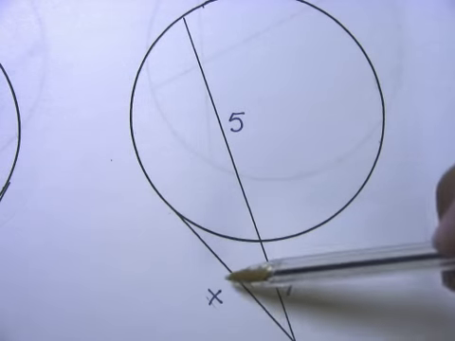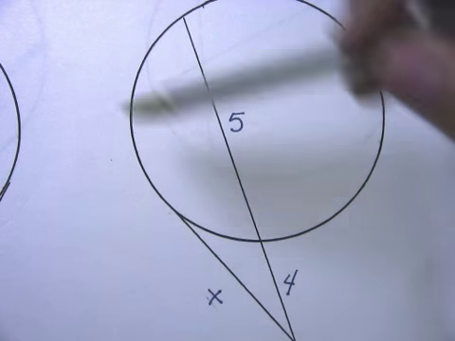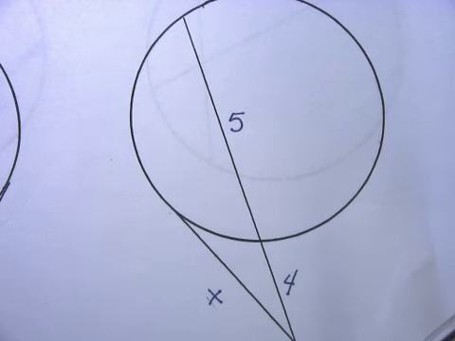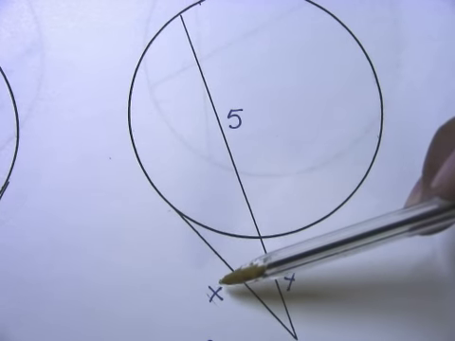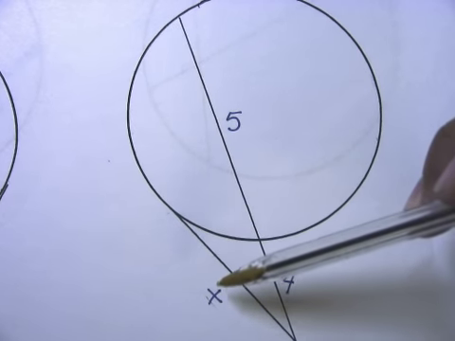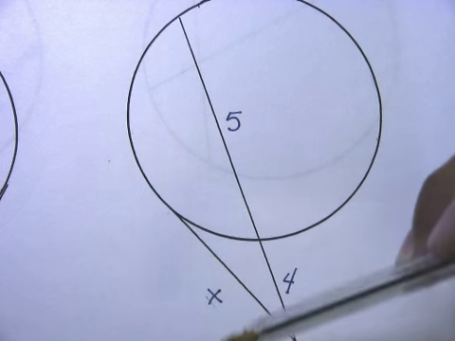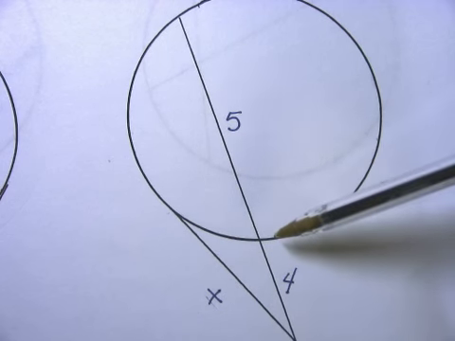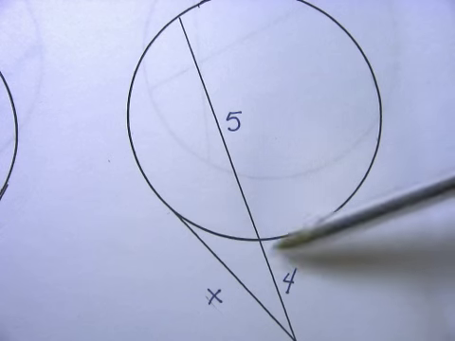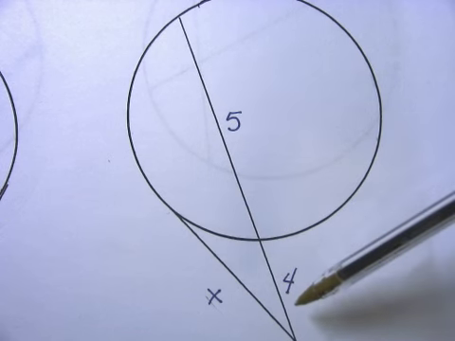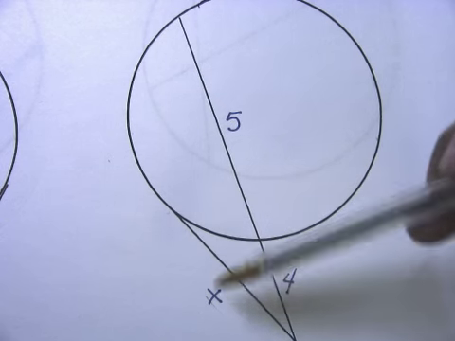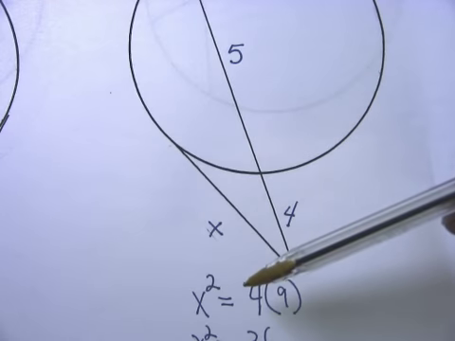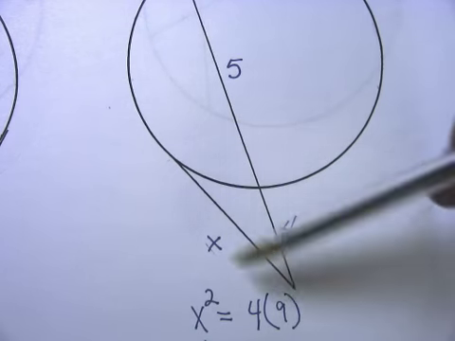Well, in this situation here, my tangent line doesn't have anything else to multiply it with. So the way that this rule compensates for that is by multiplying the tangent line by itself, meaning that you're going to square it. Over here, I have a secant line, and I'm going to treat that exactly the same way as before. I'm going to do 4 times the entire thing, which is 9. But since I have a tangent line and there's nothing to multiply with, I'm going to square it. And here's what it's going to look like.